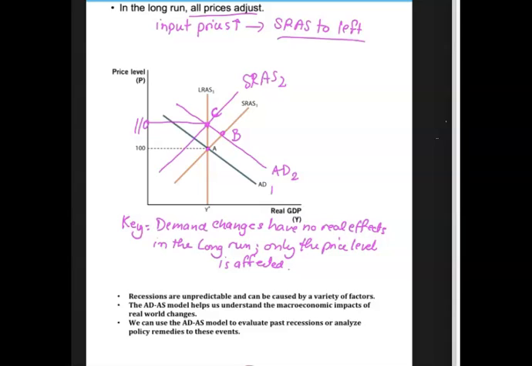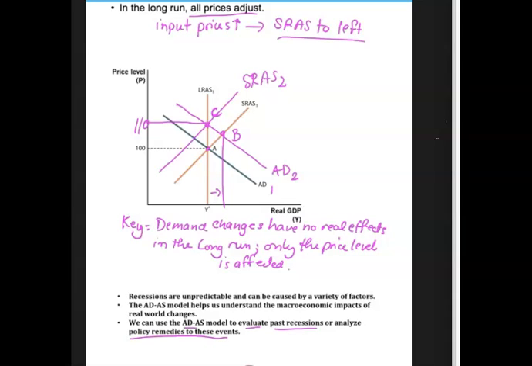This aggregate demand and aggregate supply model can help us understand the impact of all of these real-world changes in our macroeconomy. So we can use this ADAS model to evaluate past recessions or analyze the policy remedies to this event. So basically, we can use this model to see how things that happen in the economy would affect the real GDP, right? And that would affect the price level.